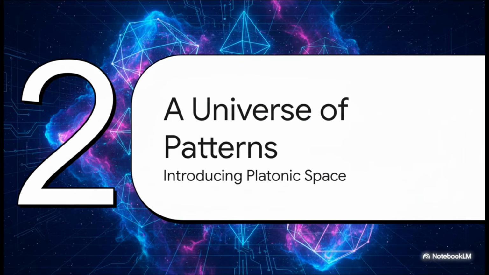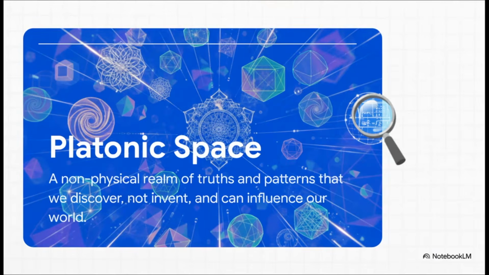And to answer that, we have to step outside of biology and into a much bigger, more abstract, but really powerful idea. Dr. Levin puts forward this concept he calls Platonic space. Think of it as a kind of non-physical library of every possible pattern and truth that could ever exist. It's not a place you can visit, but a realm of pure information. So mathematical truths like the number pi or the idea of a perfect triangle, they live there.